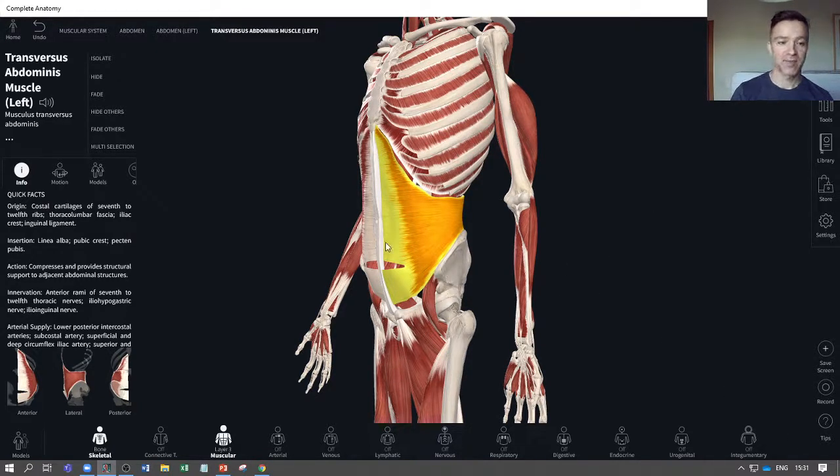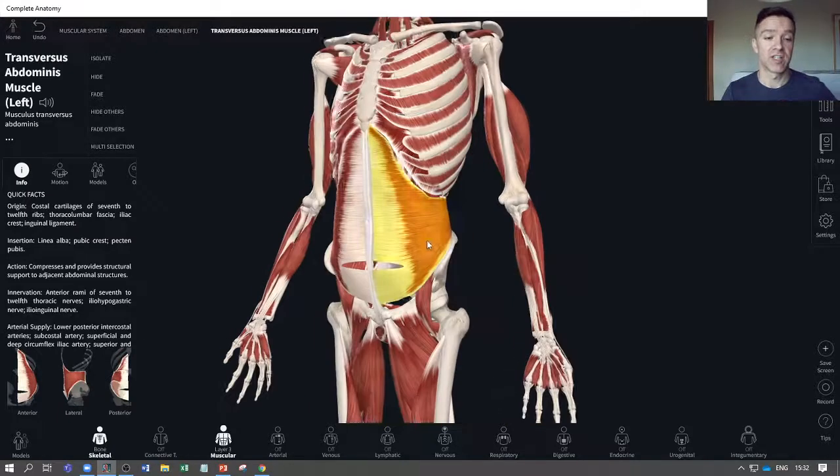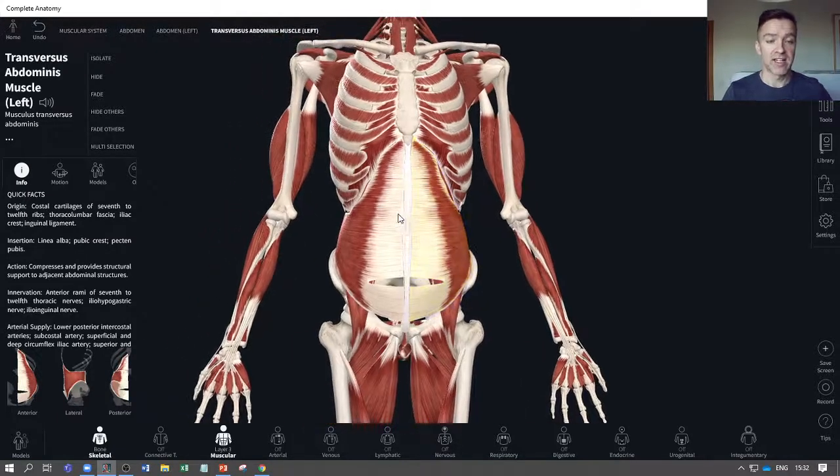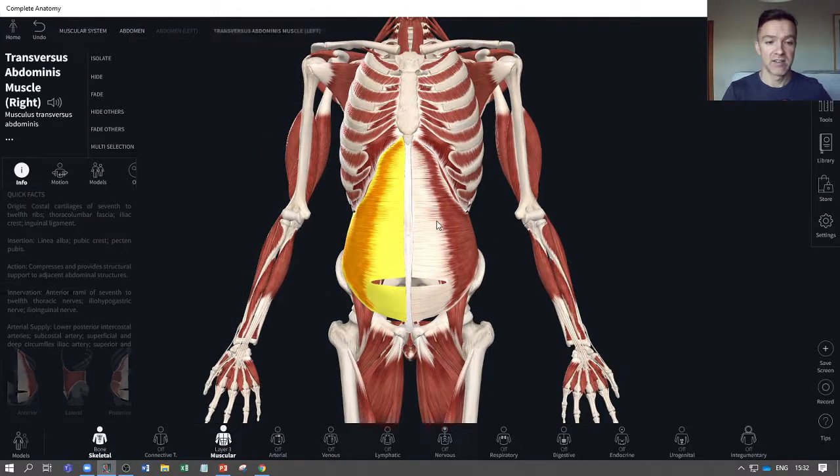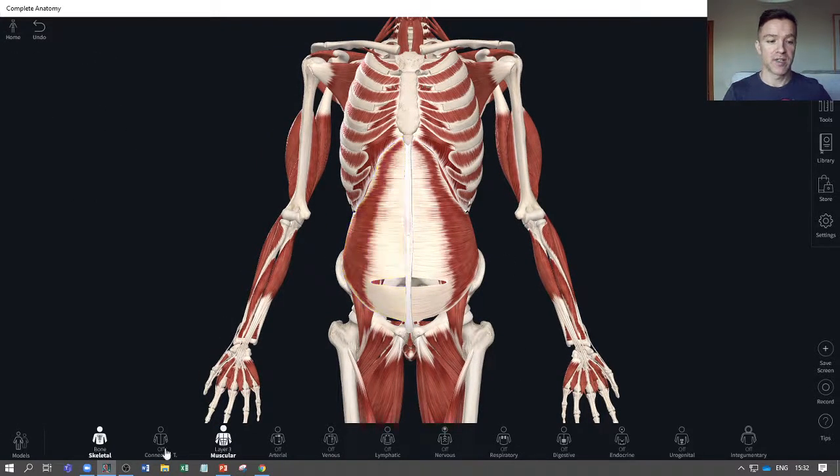So some exercise examples, if you wanted to really specifically target the transverse abdominis muscle, some Pilates-type exercises are good. So single leg extensions, or things like a plank where you bring your knee to your elbow, where you're challenging that stability of the midline there, and really looking to lock in and compress the core. That will bring in your transverse abdominis muscle there.